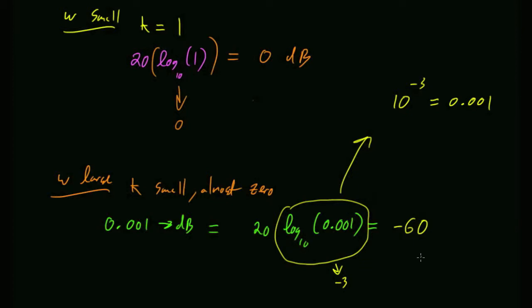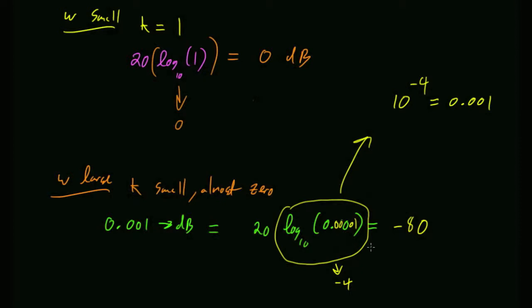What if I made it even smaller, 0.0001? Negative 4. That would give you negative 80. What if I put another 0 in here? Negative 5, negative 6, negative 7, and so on. So your decibels would keep getting more and more negative.